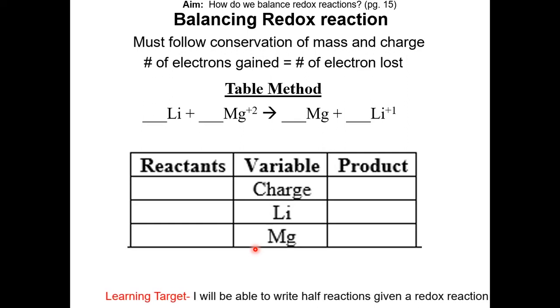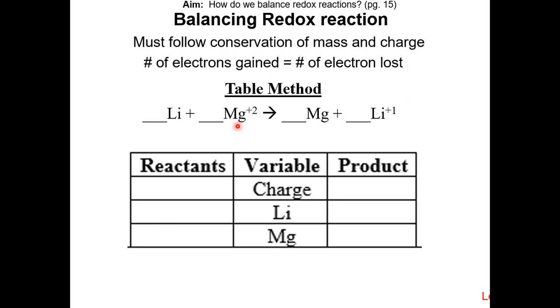The first step is to figure out the total charge of the reactants and products and the number of reactants and products. Let's look at the reactant side first. Lithium has a charge of 0, magnesium has a charge of 2. So the total charge of the reactant side is positive 2. There is 1 lithium and 1 magnesium on the reactant side.